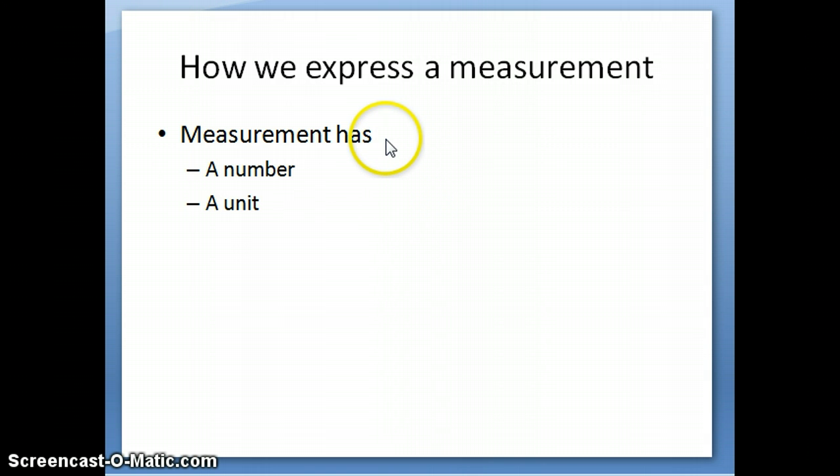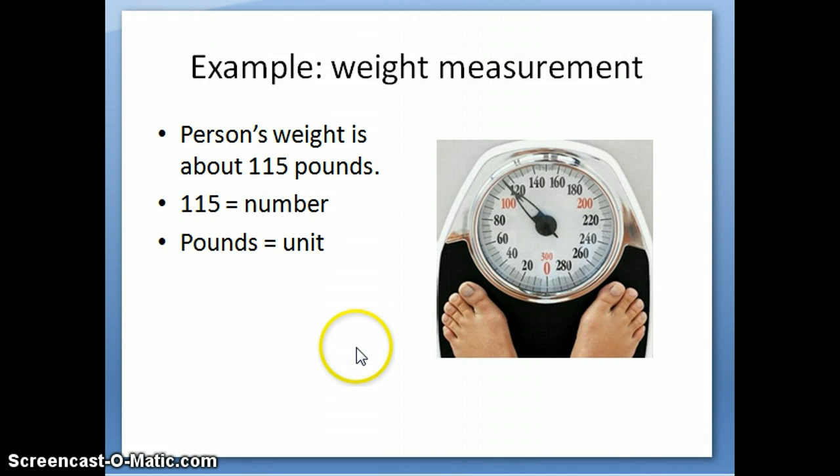A measurement always contains two components, a number and a unit. For example, if you want to know how much a person weighs, you will take that person and have him or her step on a scale. The scale has a unit that expresses that particular weight measurement. For example, in this case, the person stepped on the scale and the scale showed a number around 115. If the scale is based in the unit of pounds, we know that the weight of this person is about 115 pounds. The measurement therefore for weight is expressed as a number 115 followed by a unit, which is pounds.